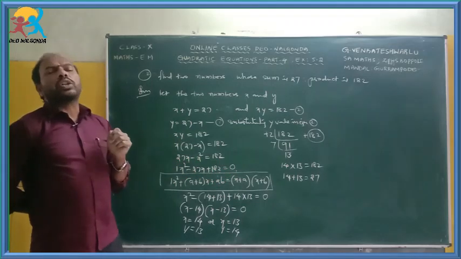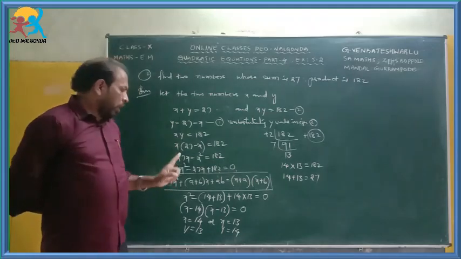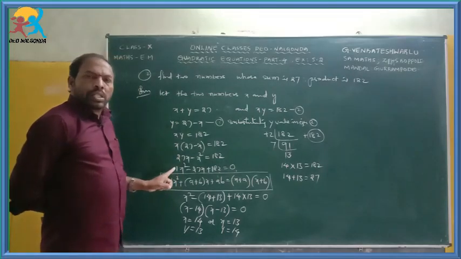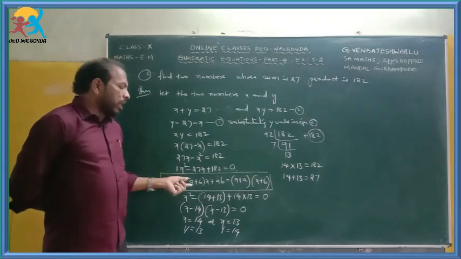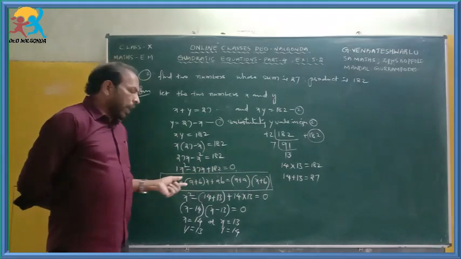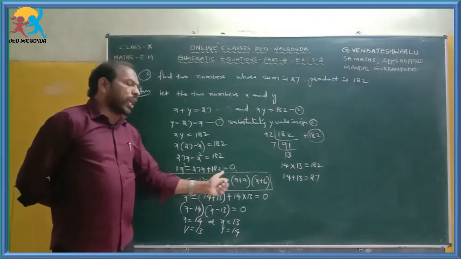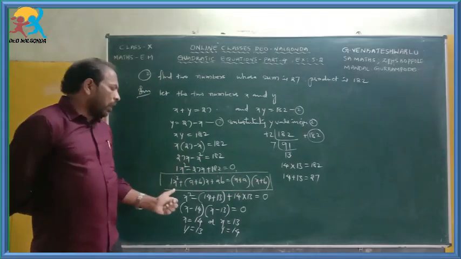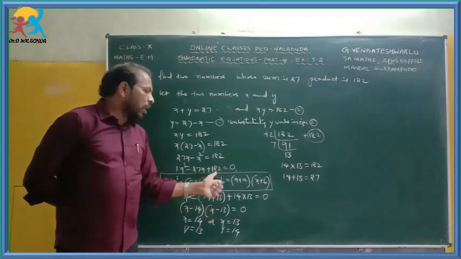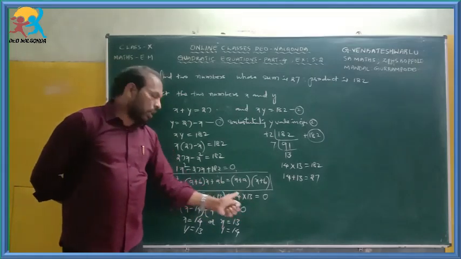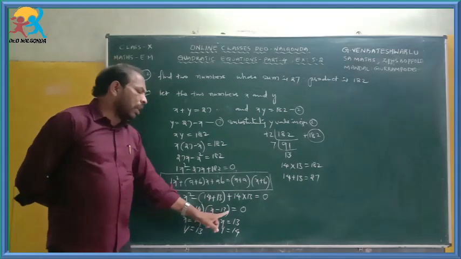While resolving into factors, it is easy here because the x square coefficient is 1. So we are utilizing the identity: x square plus (a plus b) into x plus ab can be written as (x plus a) into (x plus b). So x square minus 27x plus 182 is written as minus 14 plus minus 13 into x, and 182 is written as 14 into 13. That's why x minus 14 is the first factor and x minus 13 is the second factor.